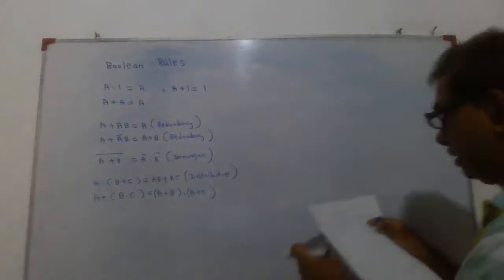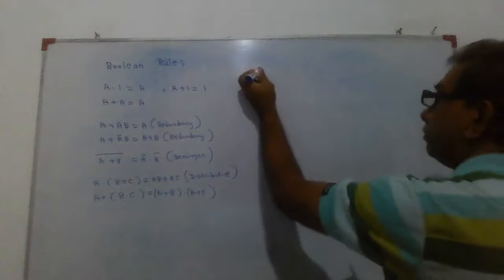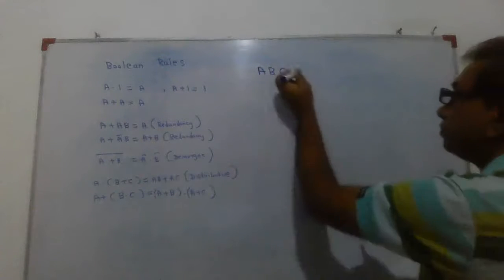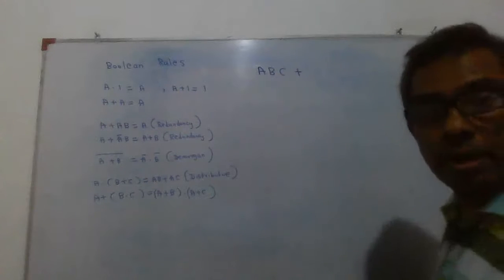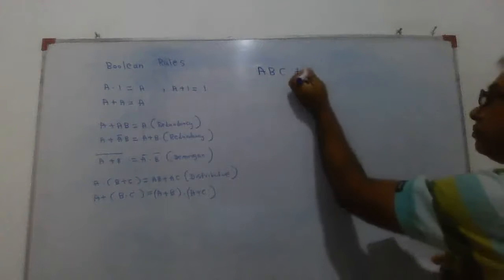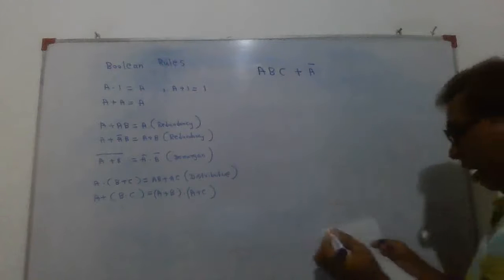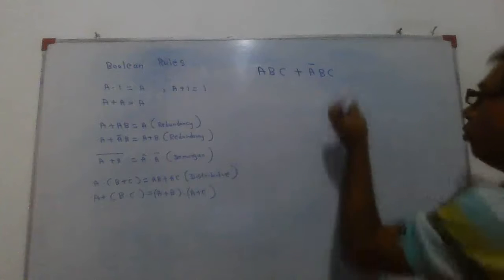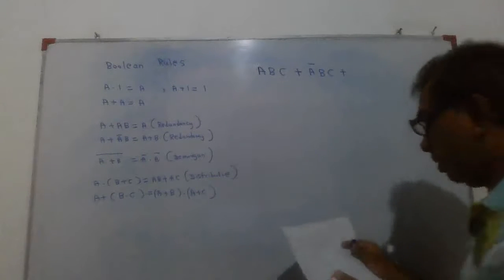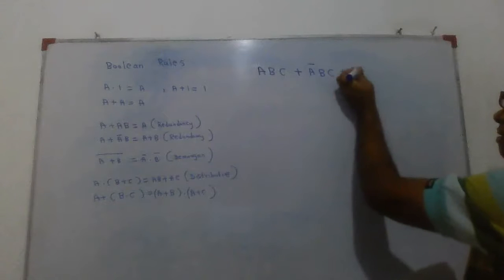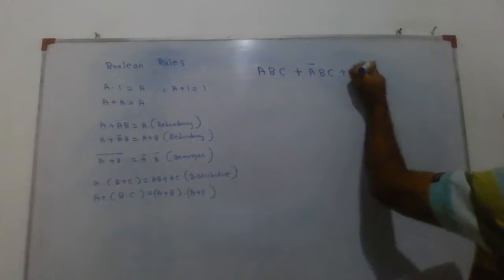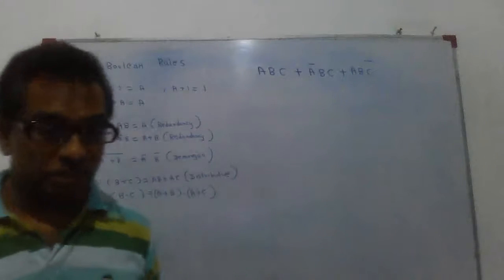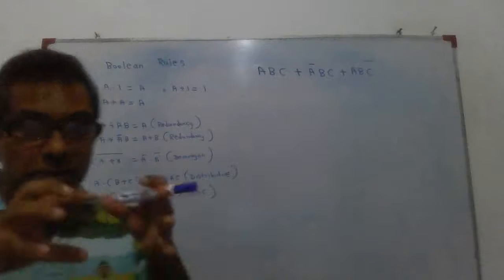It says A and B and C, or A and B and C bar, or A bar and B and C, or A and B and C bar. This is the given Boolean expression for simplifying.